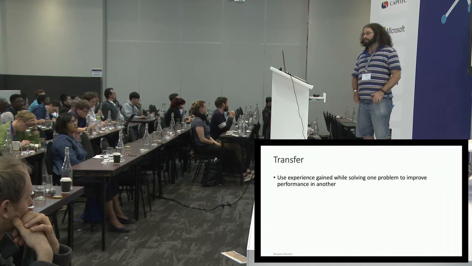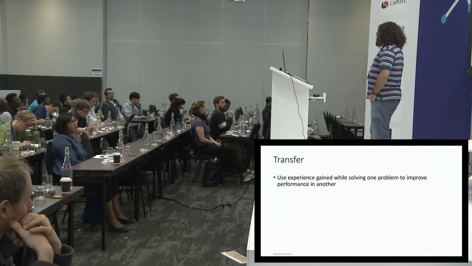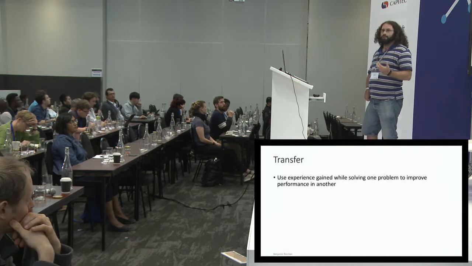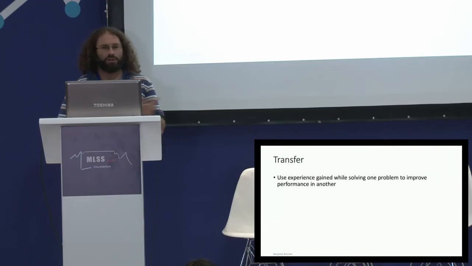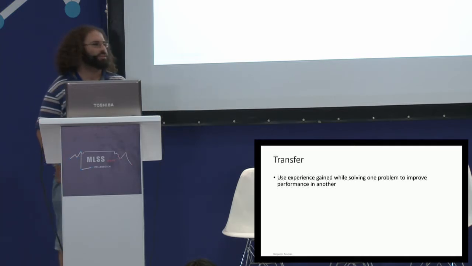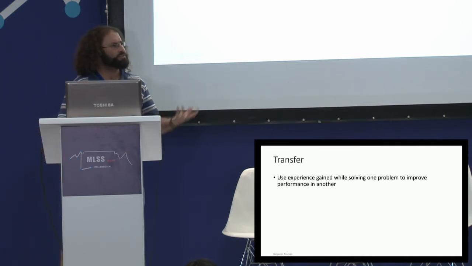So this is the whole area of transfer learning, which is I want to be able to use some experience I've gained while solving one problem to help performance with another one. Right? If I've got an agent that's learned to navigate in a set of rooms or a set of buildings, and I now wanted to do something in a different building, there should be certain amounts of knowledge that it can reuse there. Right? I don't want it to have to learn bumping into walls is bad all over again.